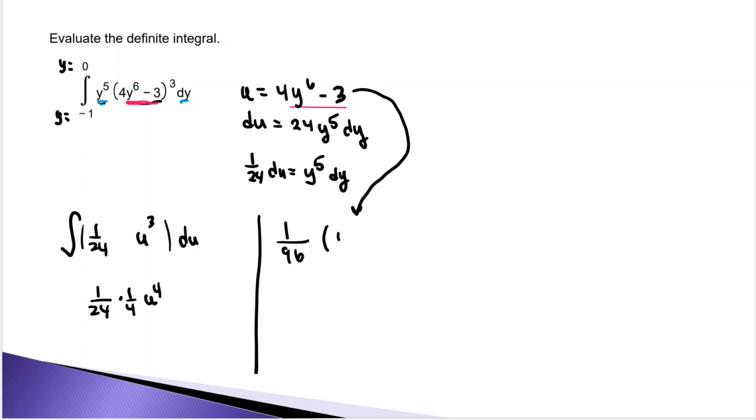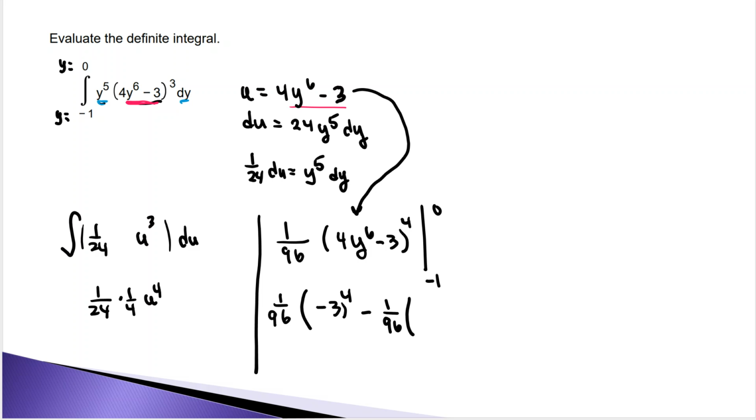I've got u to the fourth. That'll become 4y^6 minus 3 to the fourth. And now I can evaluate from minus 1 to 0. So I've got 1 over 96. When I plug the 0 in, I'll have 0 minus 3, so minus 3 to the fourth. Then I'll have minus 1 over 96. And when I plug the minus 1 in, let's see, minus 1 to the 6 will be a positive 1, so I'll have 4 minus 3, which is a 1. And this gives me 81 over 96 minus 1 over 96.